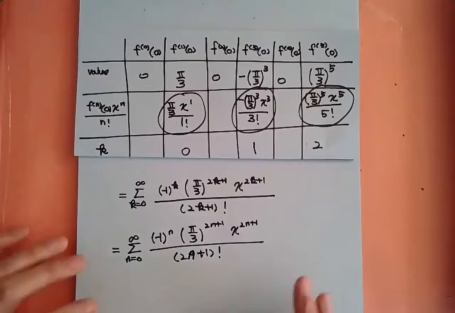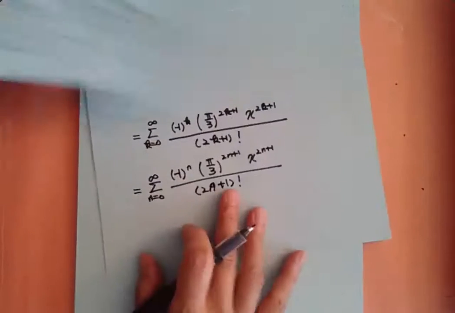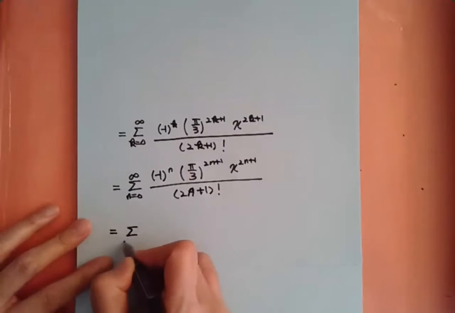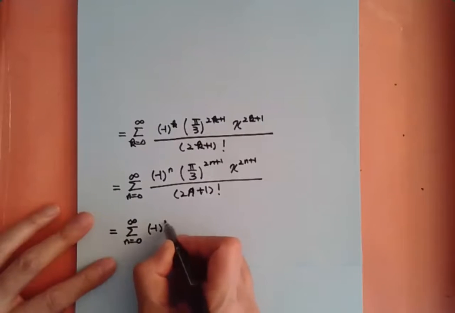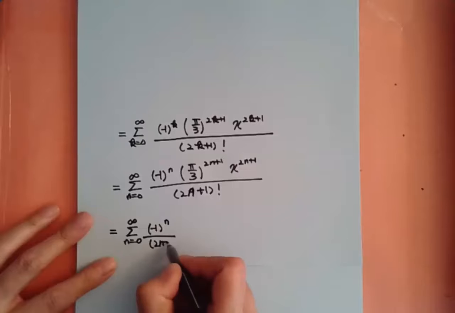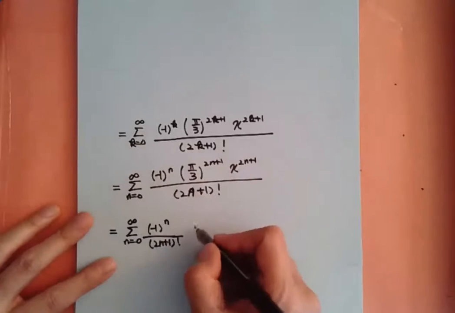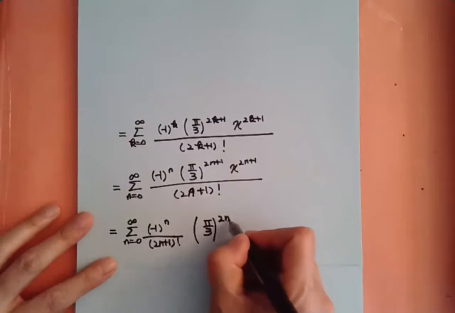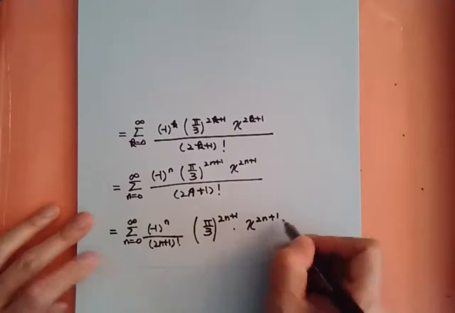So if you don't like the fraction-over-something form, then you will write the sum from n equals 0 to infinity of (-1)^n over (2n+1)!, and we will just separate this one. Then you write it down here like this: (pi over 3) to the 2n+1, times x to the 2n+1.